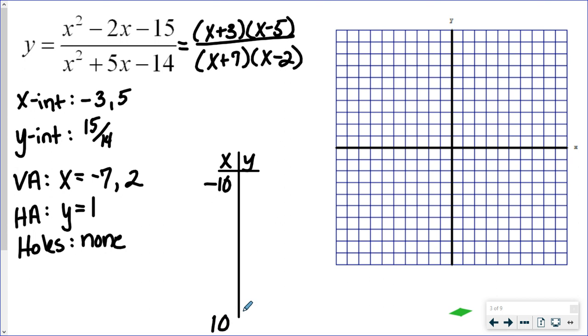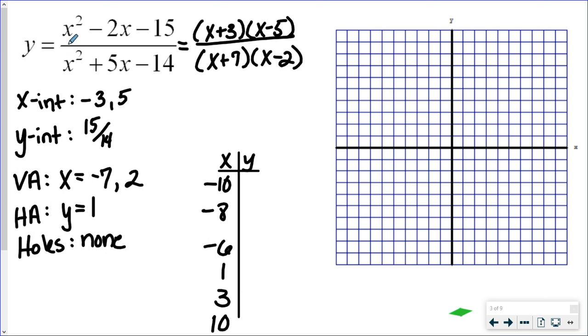All right, and how do we want to pick the other x values? Very good. Numbers on each side of any vertical asymptotes that we have. So we have a vertical asymptote at -7. So which numbers would I pick there? -8 and -6. Very good. And we have an asymptote at 2, so 1 and 3. All right, again, you can plug these x values into either the original or the factored form, depending on which way your brain likes best. All right, I like to plug it in the original.